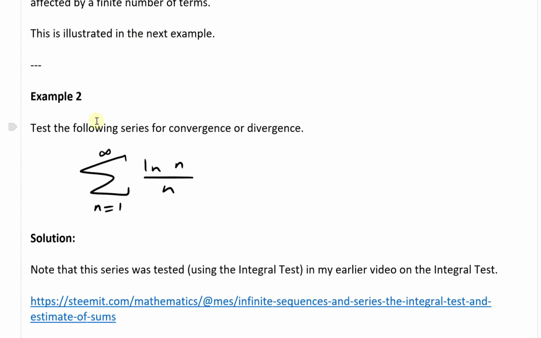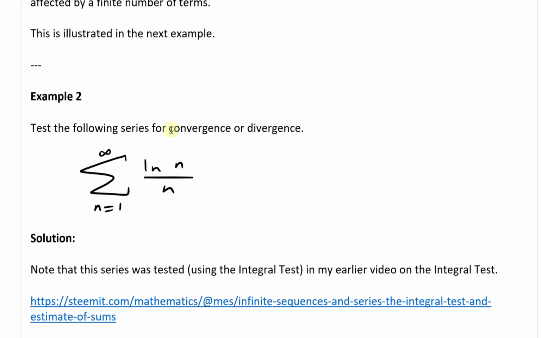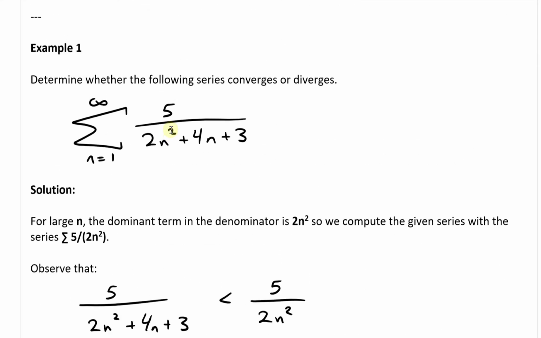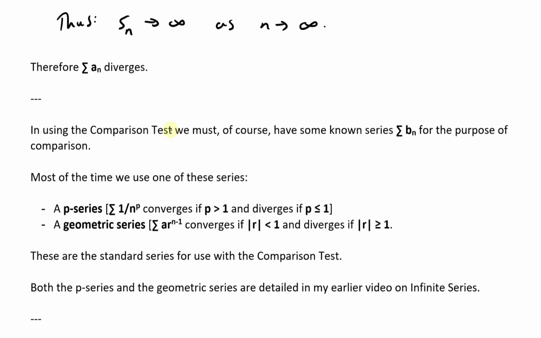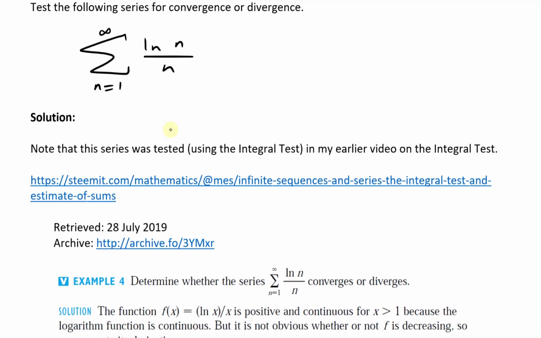All right, this is example 2. Test the following series for convergence or divergence: the sum from n equals 1 to infinity of ln n divided by n. Obviously we can see a comparison: 1 over n, the harmonic series, which is a p-series with p equals 1. That diverges, so we'll try to get something like that. This will make sense as I go through it.